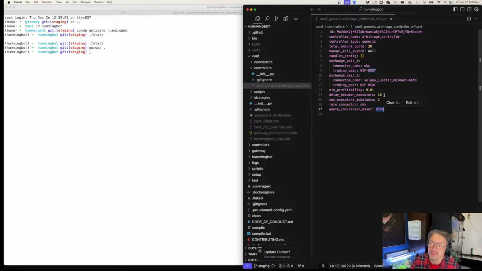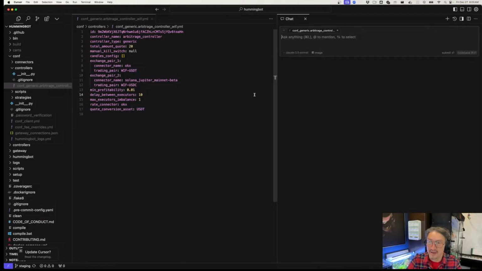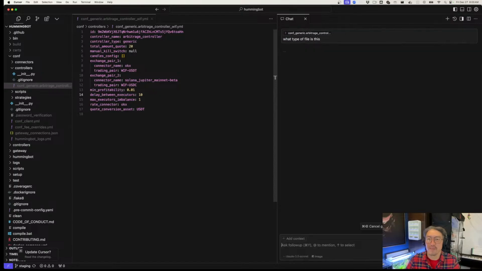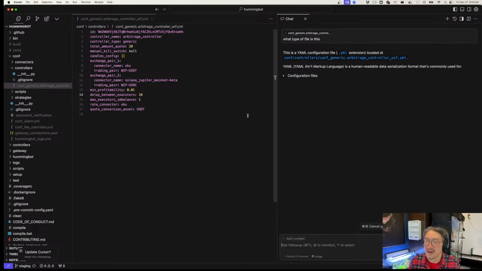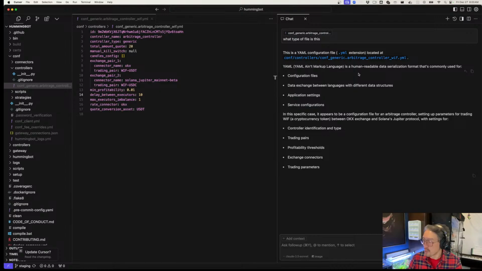That's what I usually do when I don't know what to do. I'll pop out a window like this and ask, what type of file is this? You can ask very basic questions, and it will explain what a YAML file is, these things. This is how I do it, but I think everyone has their own tendencies.